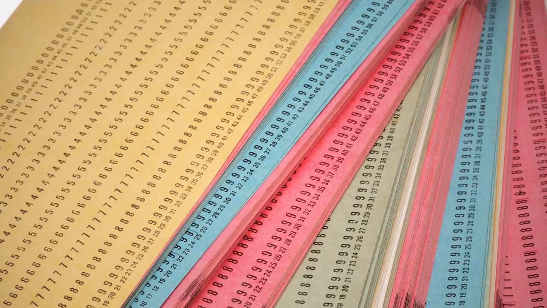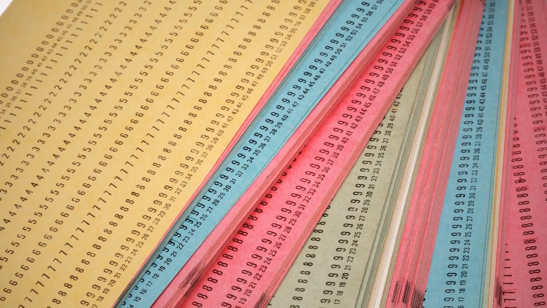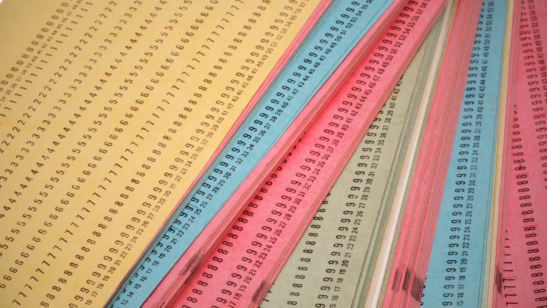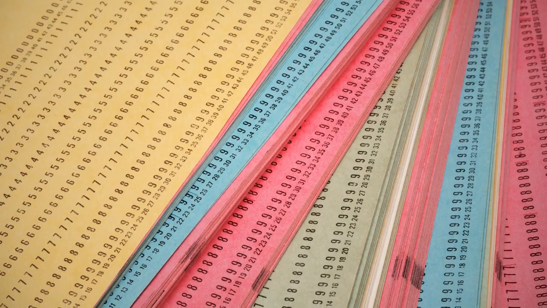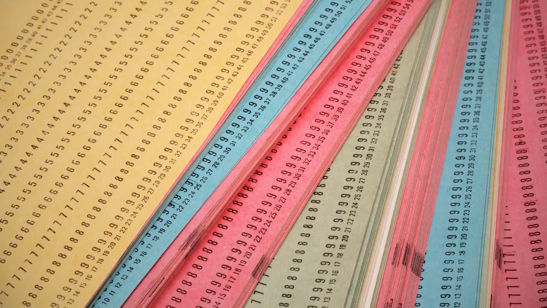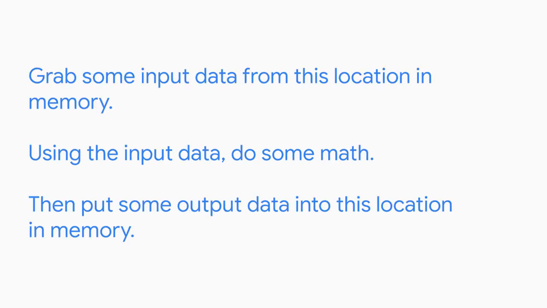Remember that in the 1950s, computer scientists used punch cards to store programs? These punch cards represented bits that the CPU would read and then perform a series of instructions based on what the program was. The binary code could have looked like this, and the instructions would be translated to this. Grab some input data from this location in memory. Using the input data, do some math, then put some output data into this location in memory.